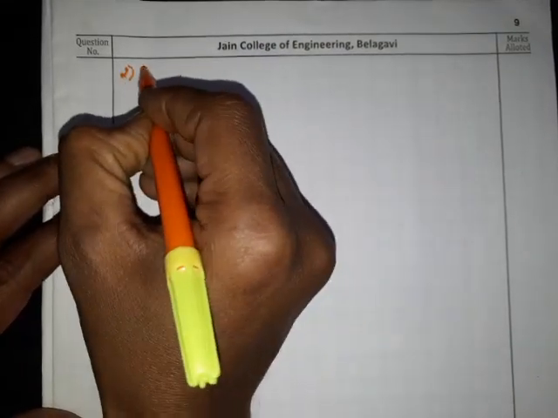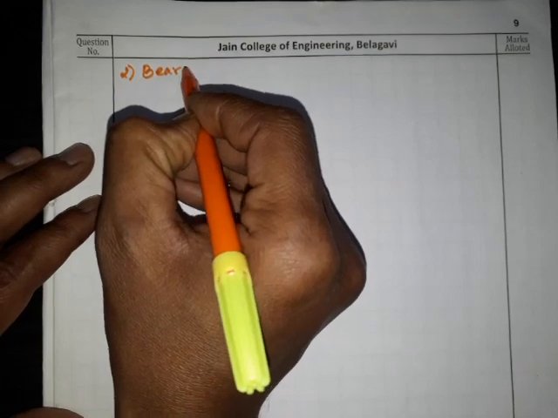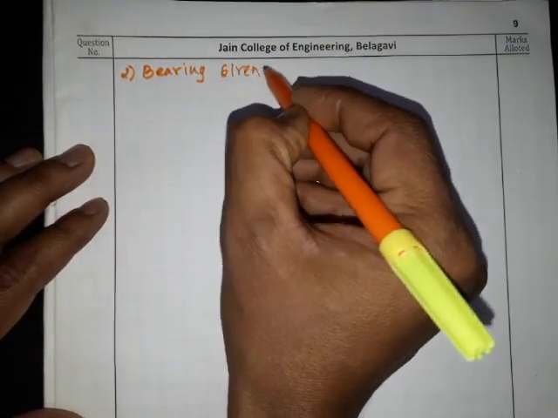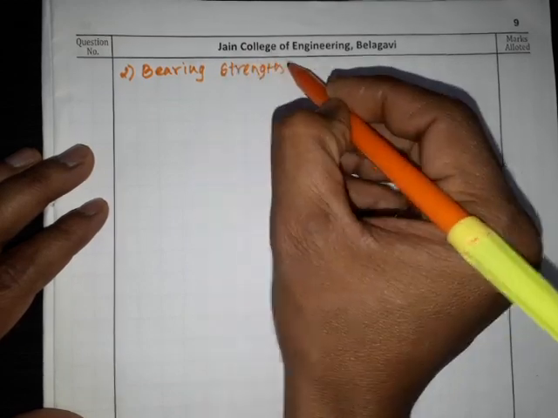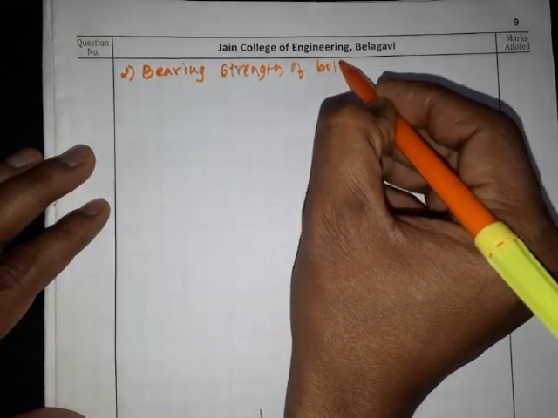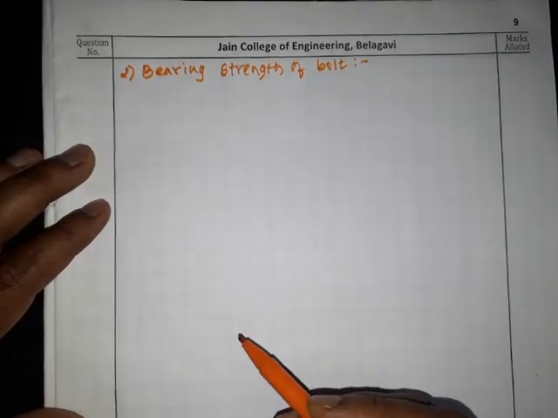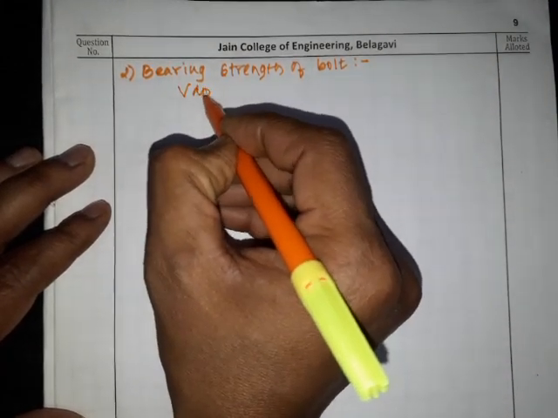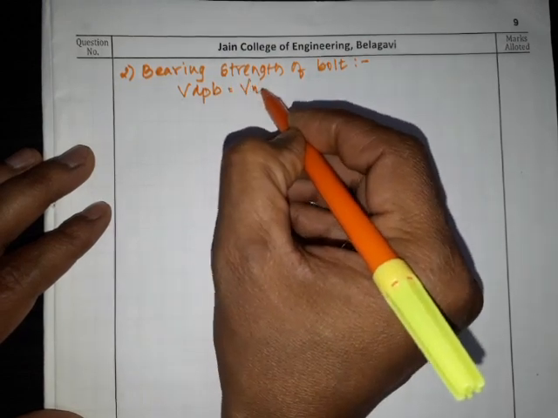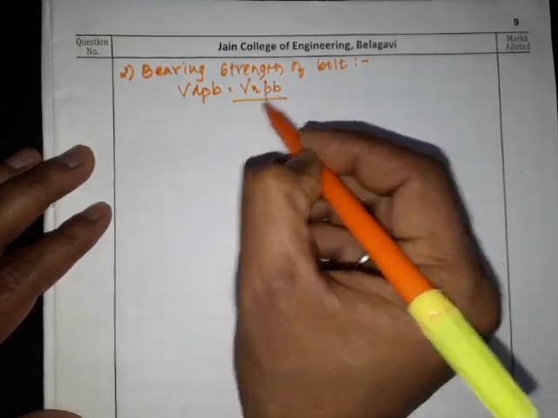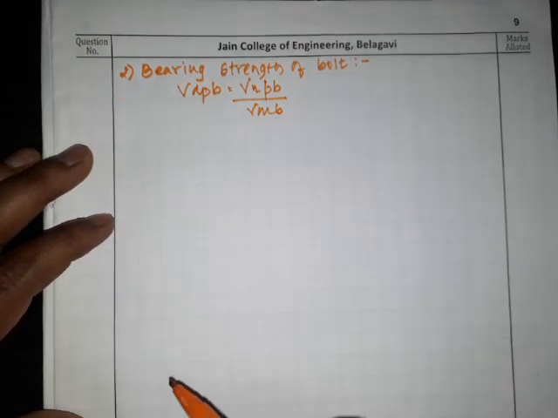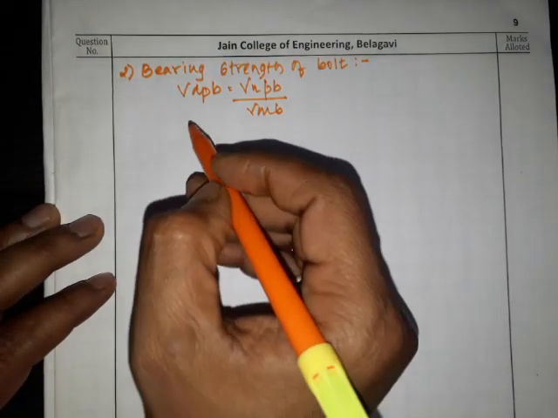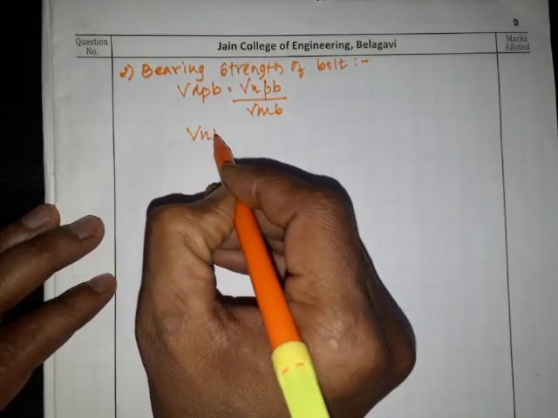Second one, bearing strength of bolt. Okay, bearing strength of bolt, which is given by VDPB is equal to, again, VNPB upon gamma MB. VDPB is equal to VNPB upon gamma MB.